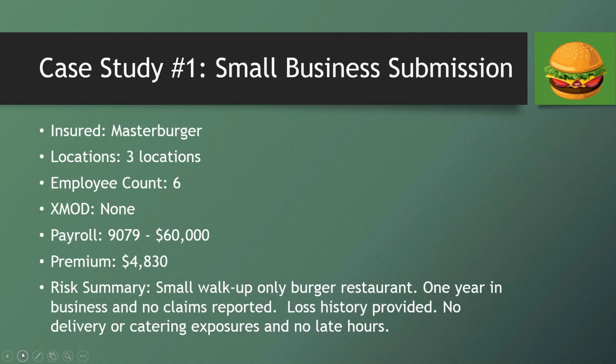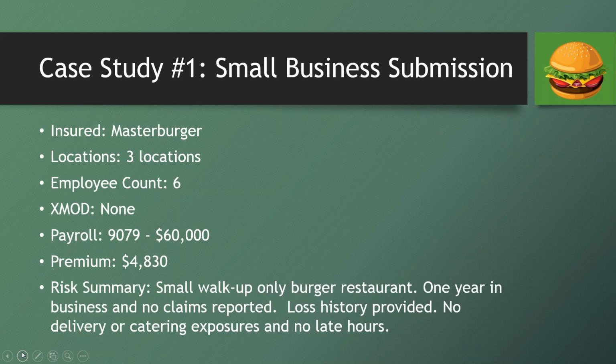And then they don't have what we call an XMOD, the experience modification factor. There is none because this is a small operation and it does not qualify because of the premium size. And so there is no XMOD. Payroll is $60,000 and it's going to be the 9079 restaurant exposure classification code. And that premium, look at that premium, it's under $5,000. So we consider that a small premium policy, under $5,000. And the one thing about these is you're going to find that they are going to be more of a generic cookie cutter type that are going to easily fit.